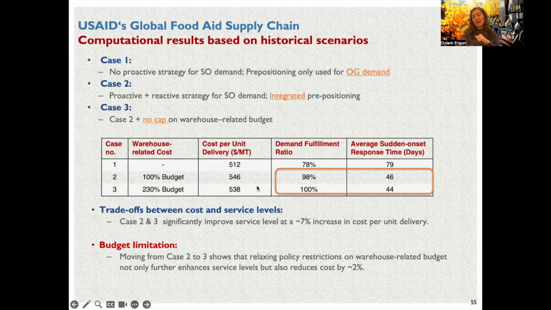What we have seen is actually quite significant, where we see that the demand fulfillment ratios go up to almost 100%. And then the response times for sudden onset events almost go down to half of what they are when we start using proactive safety stock positioning for sudden onset events around the globe. And of course the cost goes up a little bit, but the other significant insight that we have gathered was the fact that as we allowed using more of our budget for warehouse related costs, the total cost per unit delivered actually came down.